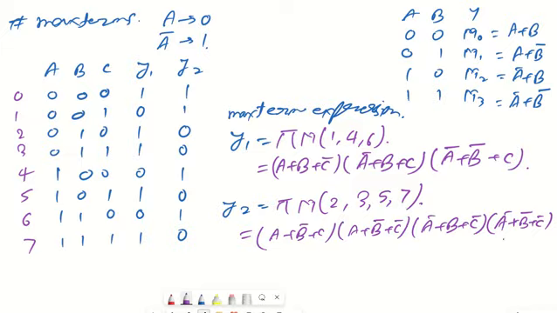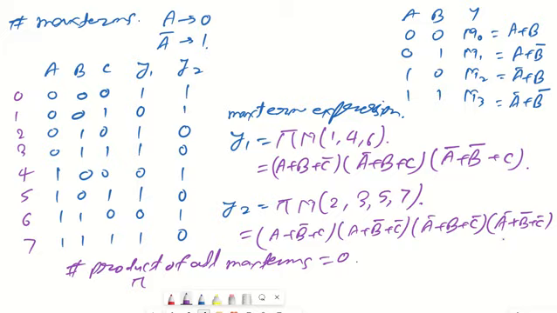Now one more thing in the max term is, you have to understand that the product of all max terms is equal to 0. Okay. So if I find the product of max terms of, let's say, 0 1 2 3 from this one, all these 4, it will be 0. Or if you find here, 1 2 3 4 5 6 7, this will also be 0. So I am taking 2 variables, where my function is a function of A B.